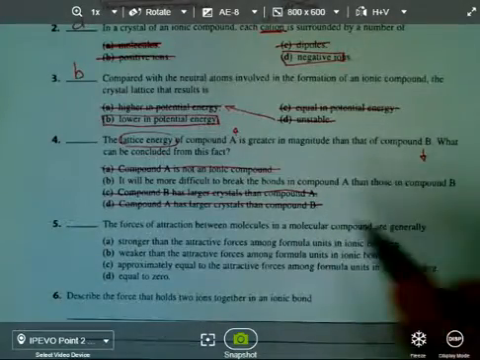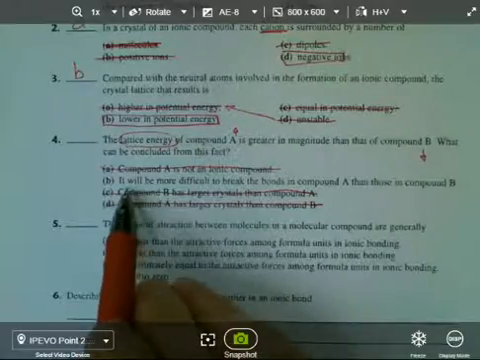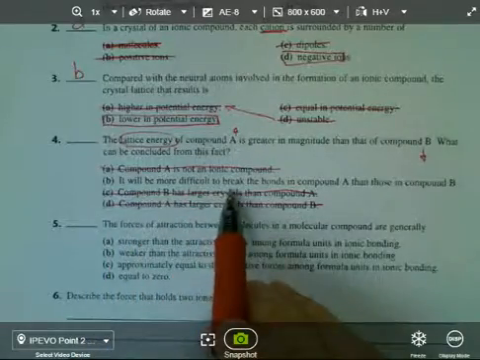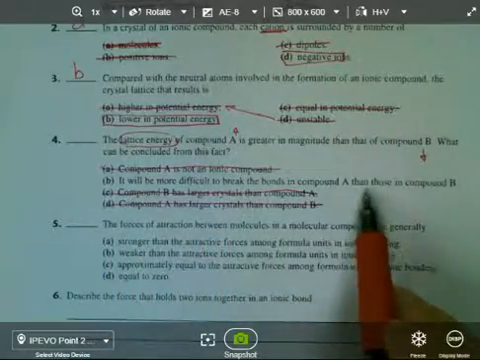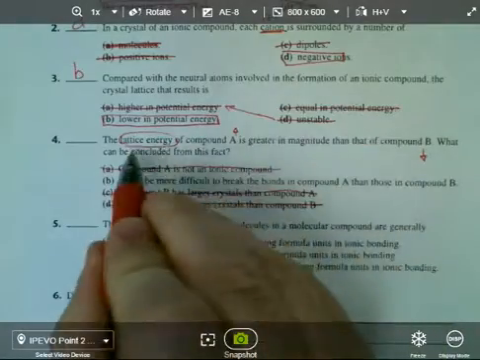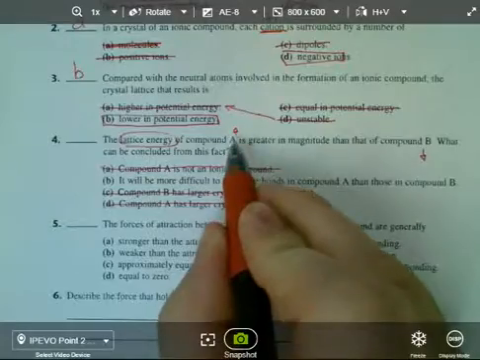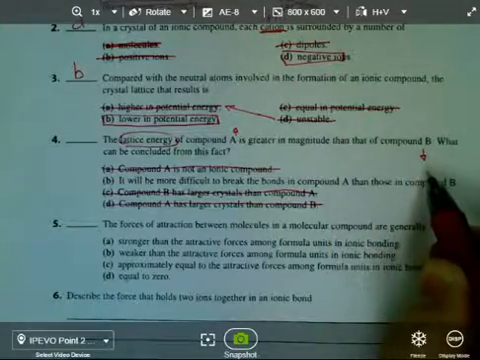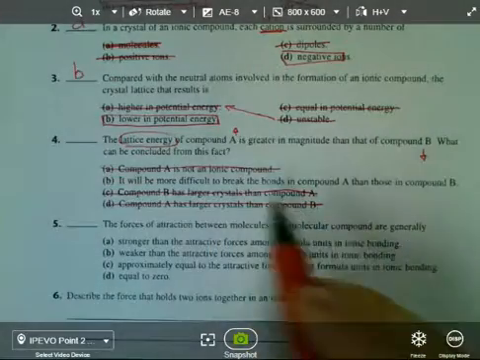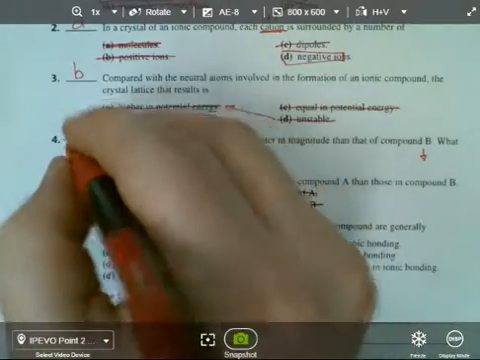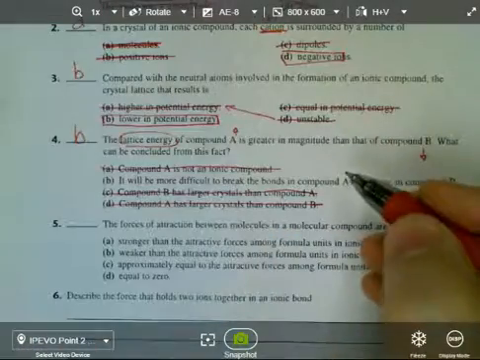that refers to covalent bonds. What we can conclude is that it will be more difficult to break the bonds in compound A than those in compound B. That's why the lattice energy is greater for A. It's stronger. These bonds are stronger in A than they are in B. And so it takes more energy to break those. So we will conclude B.